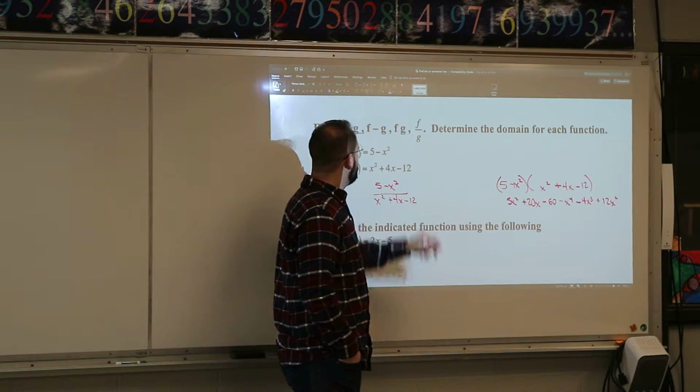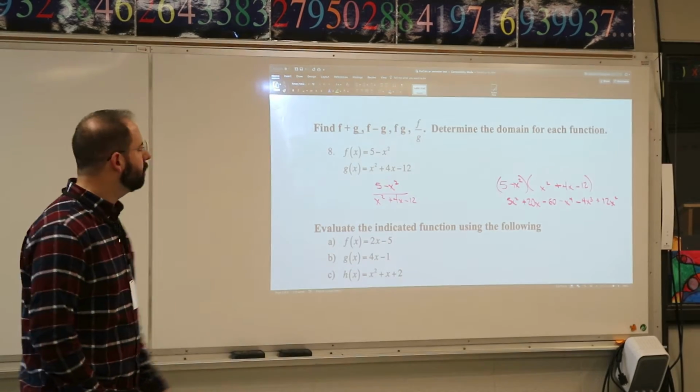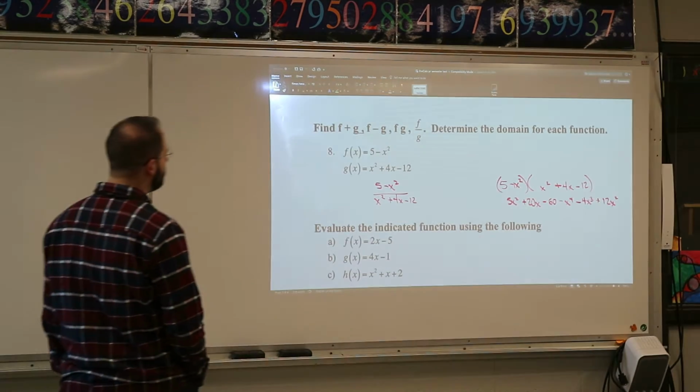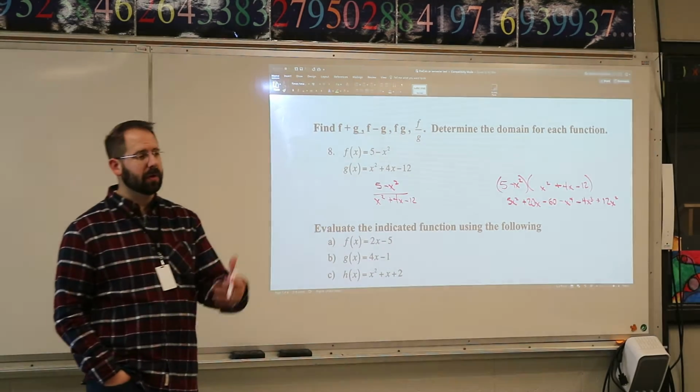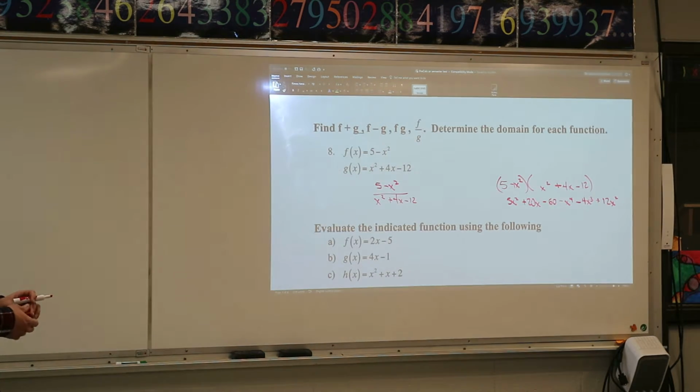Now, you can't just cancel out things. If you could factor them apart, maybe you could cancel out certain parentheses. But this, that's all I want you to write. You're putting the right one on the top, you're putting it over the bottom. You understand what division means. It's really quick, it's a simple problem. Okay?